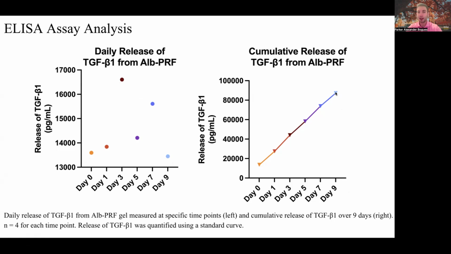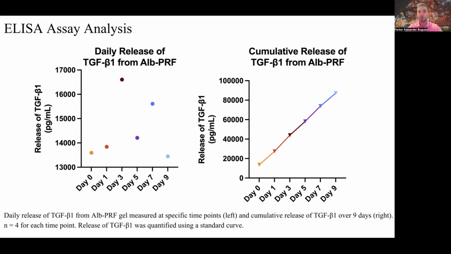So on day 9, there was a cumulative release of almost 90,000 picograms per milliliter of TGF beta 1 from albumin platelet-rich fibrin. And why that is notable is because that's actually one of the highest values ever recorded compared to both PRP and other iterations of PRF.